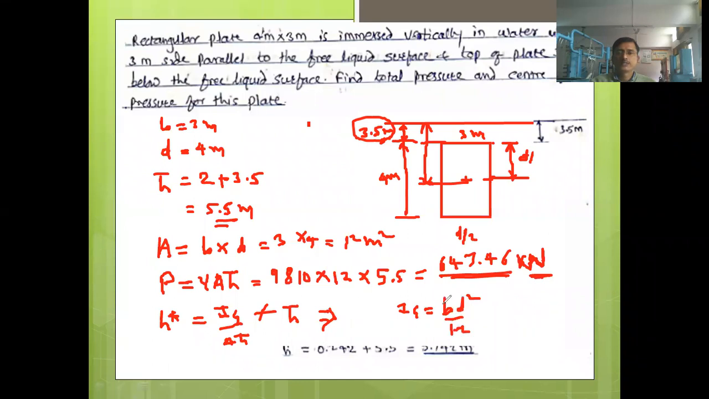What is B? B is the parallel side, right? 3 meter. Parallel side means 3. D is the perpendicular side to the axis, 4. That is 4 cube divided by 12 is equal to how much?